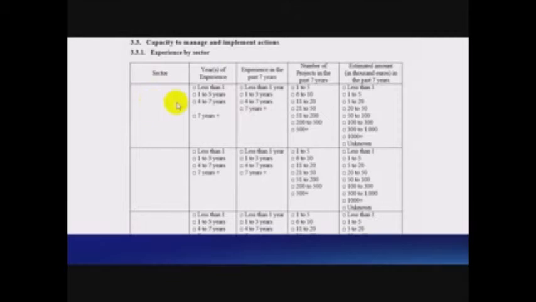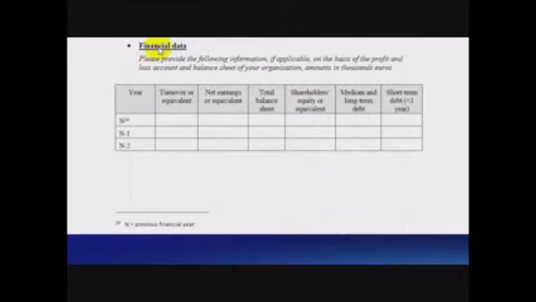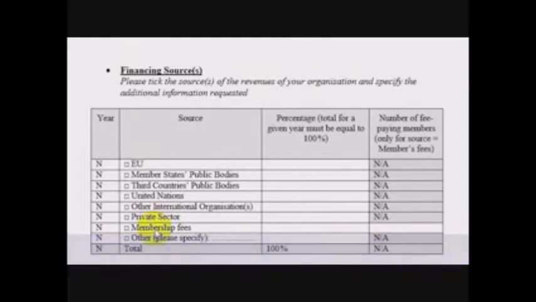Capacity to manage and implement actions. Experience by sector, meaning show the sector and tick the boxes. And experience by geographical area and tick the relevant box. Financial data, if applicable. Please give the following information on the basis of the profit and loss account and balance sheet of your organization. Remember, amounts should be in euros. Financing resources. Tick the sources of the revenues of your organization and specify the additional information requested.